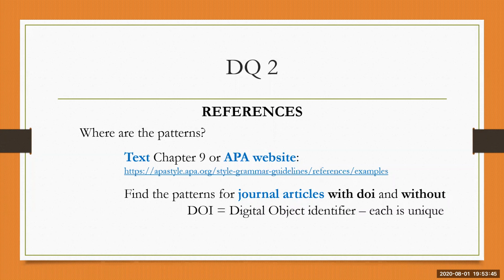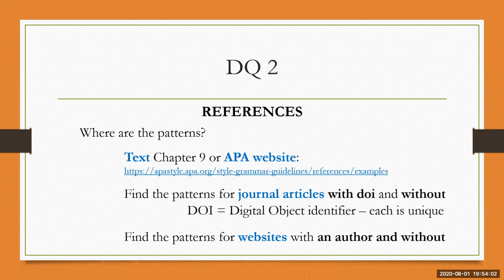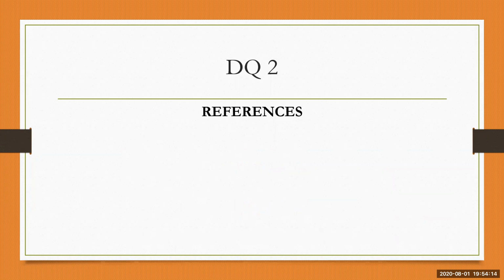DOI, by the way, is a digital object identifier. It is a unique number assigned to a journal article. And it will be able to be found then every time, anywhere you are, you can click on that DOI, it's going to take you right to that article. Then also, you need to find patterns for websites. And there are two kinds here. One with an author and one without an author. We'll take a look at that.